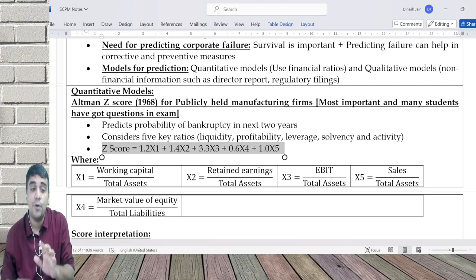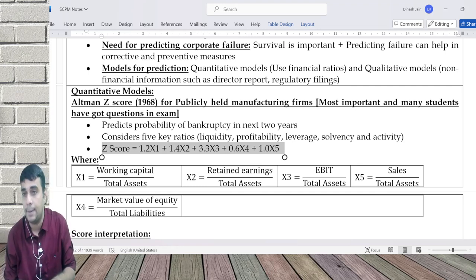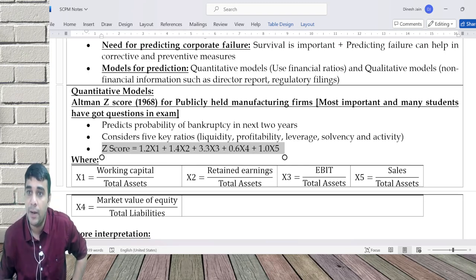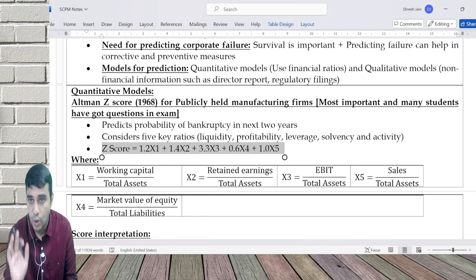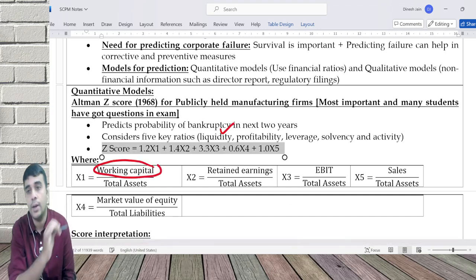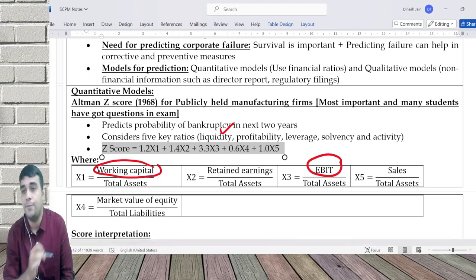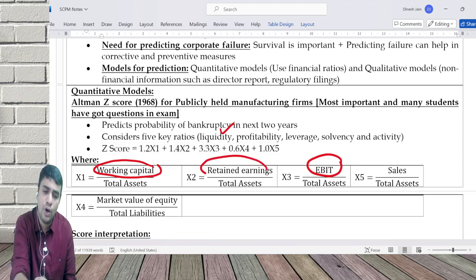So what does the model do? It focuses on liquidity. What is liquidity? Ability to take care of your short-term obligation. One way of measuring liquidity is working capital. Now, one good thing is every formula's denominator is total assets, except for one formula which has total liabilities. So how will you remember the formula? Your denominators are total assets. First is liquidity, measured through working capital. Second is profitability, measured through EBIT. Third is leverage, which can be measured through your market value of equity or through your retained earnings also.